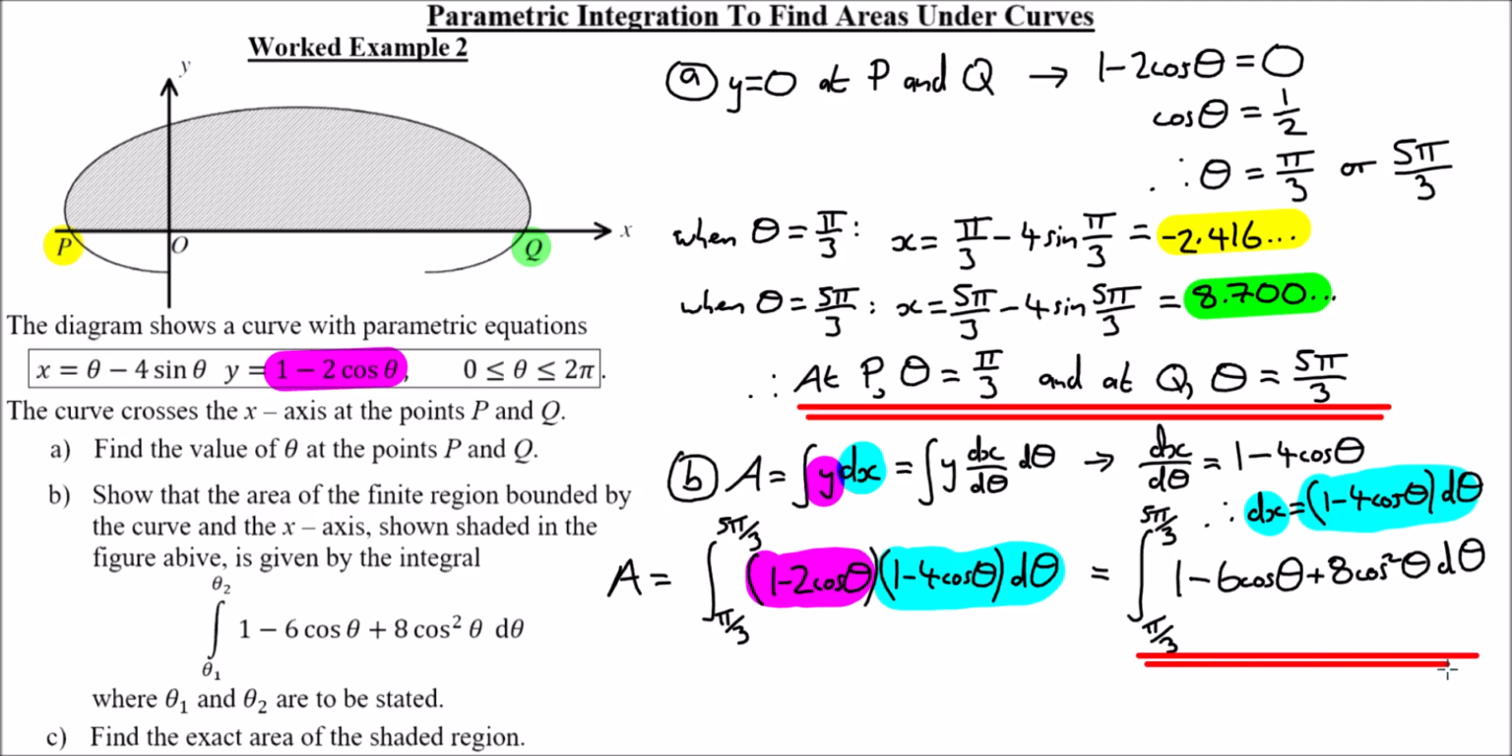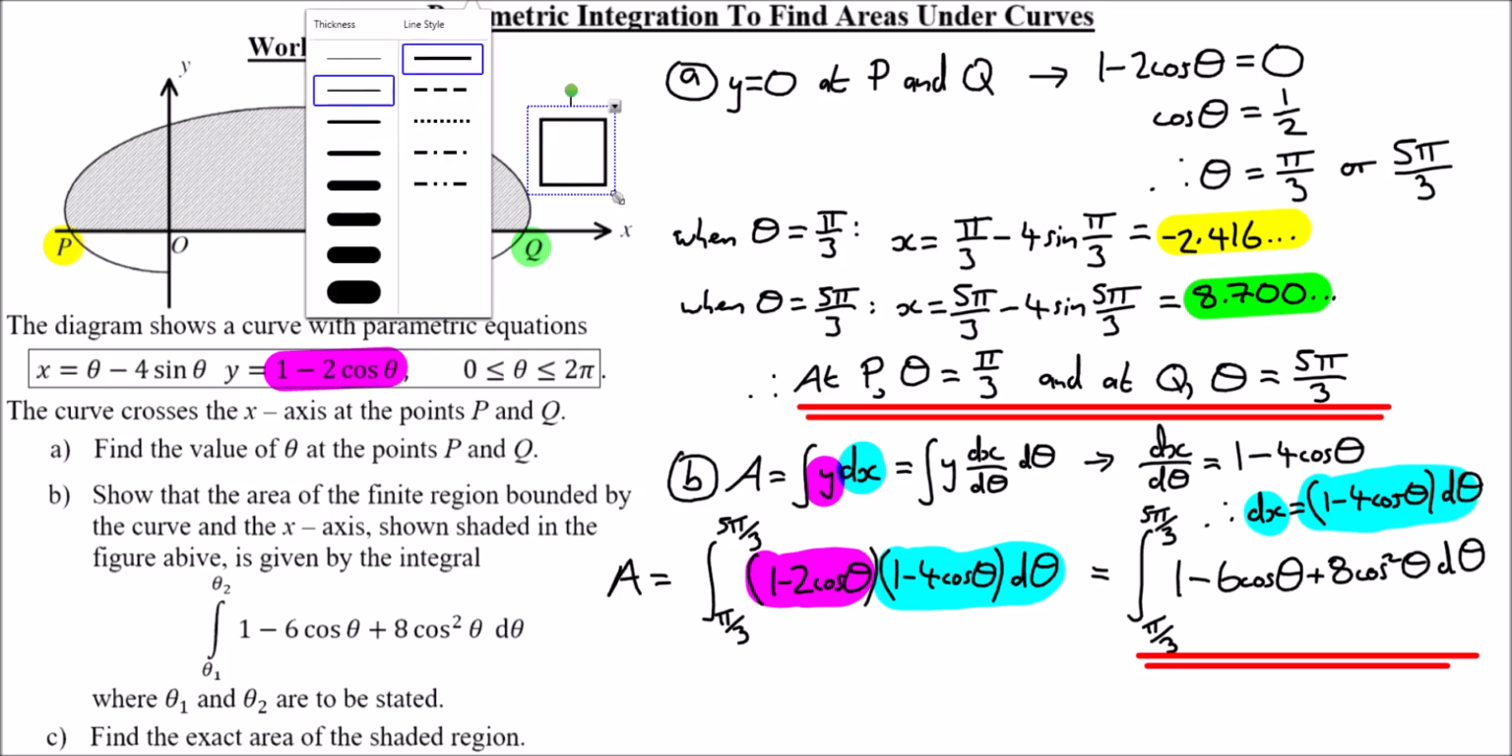Part C, we now need to find the exact area of the shaded region. So we're almost good to go now. The only thing is, we've got an 8 cos squared theta to contend with, which causes a slight bit of difficulty. What we need to do here for the 8 cos squared theta, we need to replace it using a double angle formulae. So I'm just going to put it over here in a little box so it's out of the way, not causing any grief.